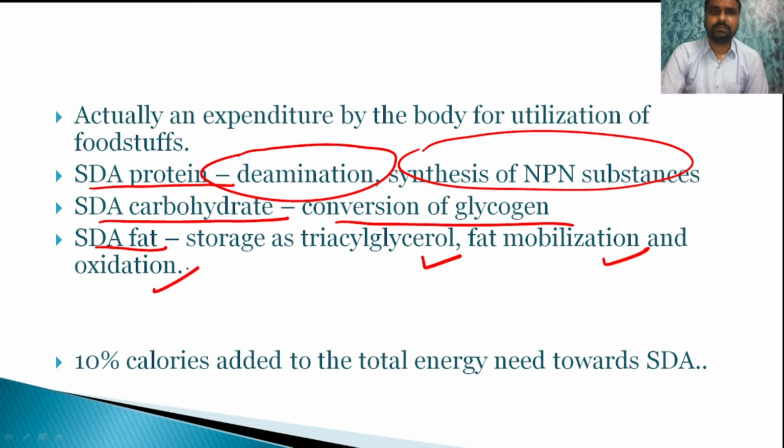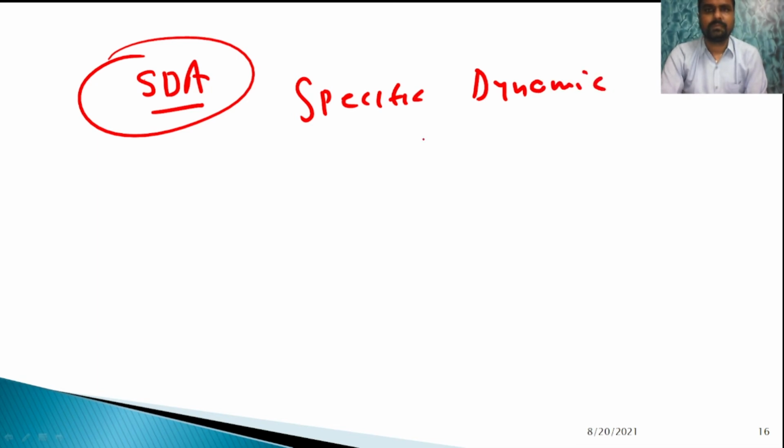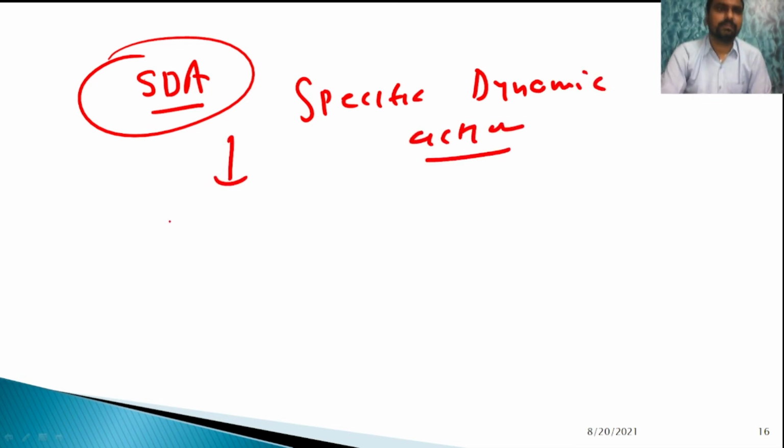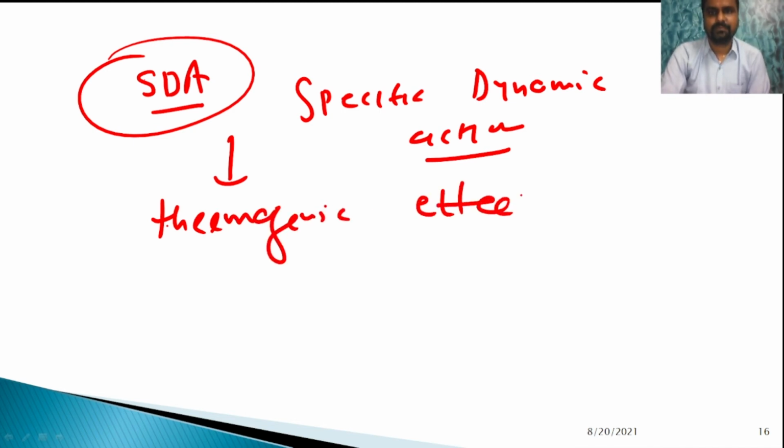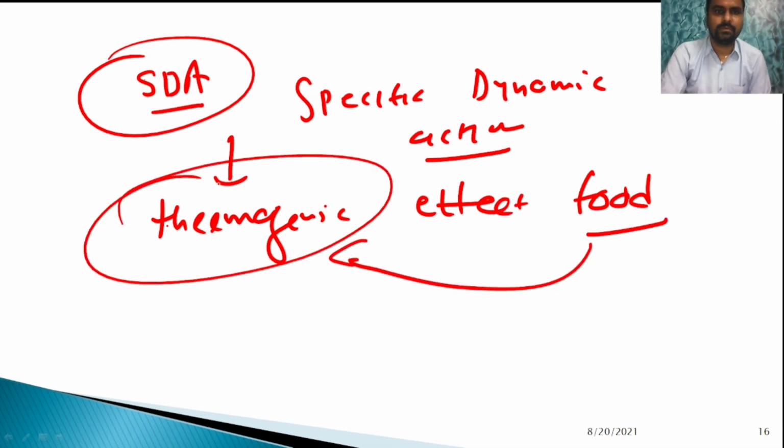So this is actually the expenditure by the body for utilization of the foodstuff. 10% calories are added to the total energy need towards a specific dynamic action. SDA is the specific dynamic action. It is also called the thermogenic or calorigenic effect of food. So food-induced heat is called specific dynamic action.